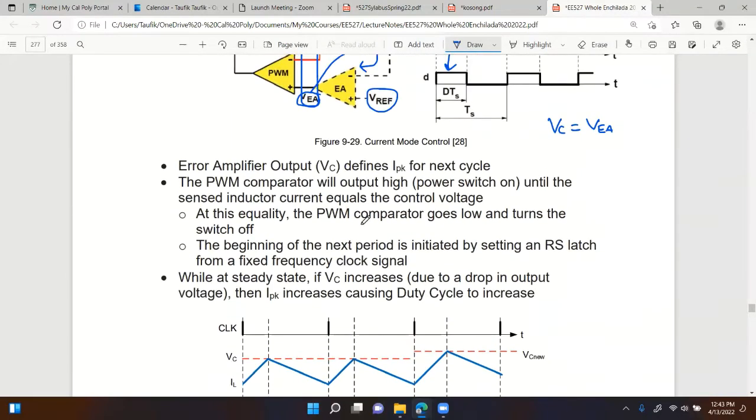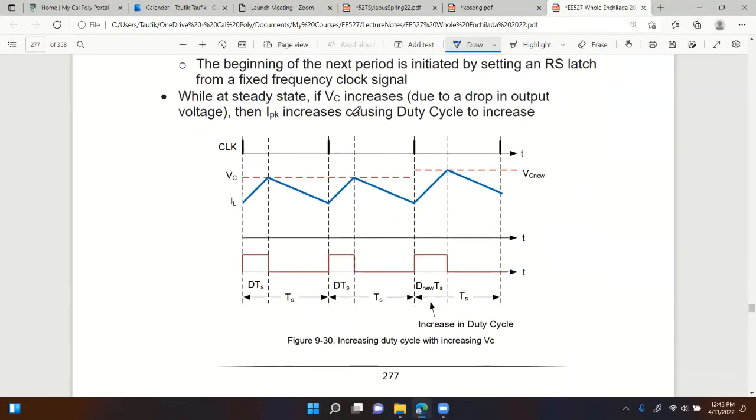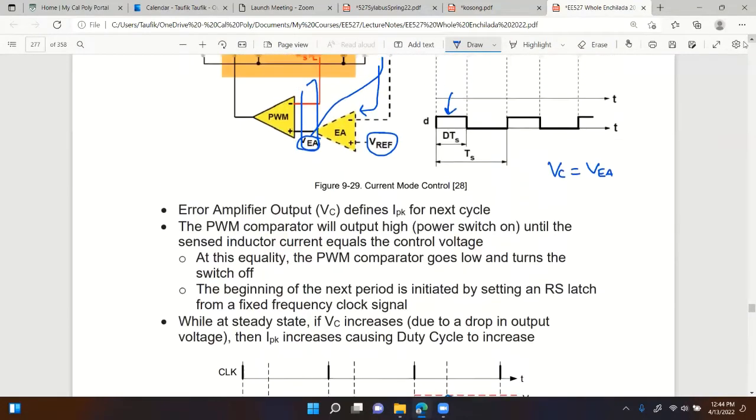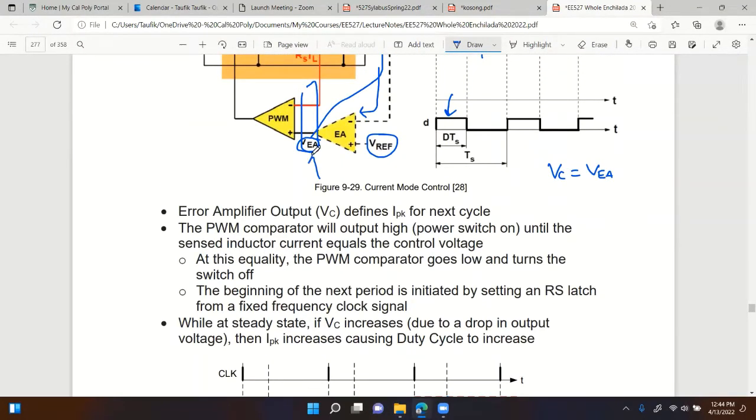Let's see what's next here. The PWM comparator will output high, as I said earlier, until the sensed inductor current equals the control voltage. I've already explained that one. While at steady state, if VC increases, what is VC again? That's the error signal, the VEA, the output of this right there, which is again the same as VC.